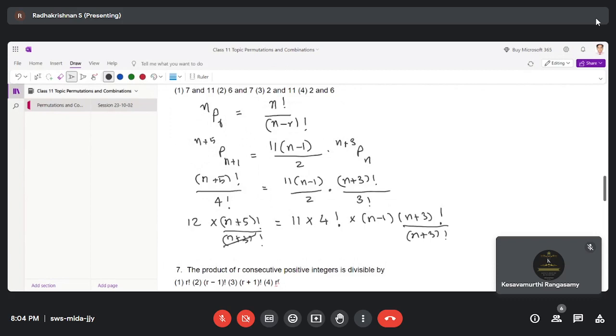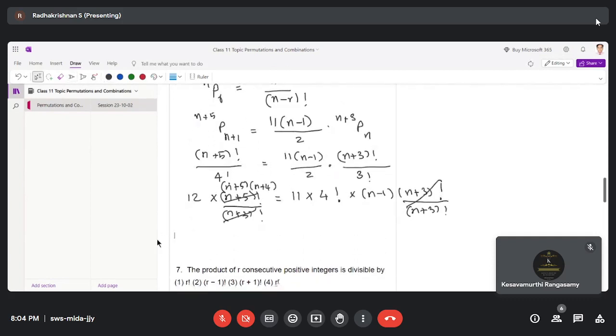So when you do this, only (n+5) and (n+4) will remain. Rest of the terms will get cancelled out. So this way we can divide 2 factorials, (n+5) factorial by (n+3) factorial, because this is all numbers up to n+3, and then n+4 and n+5 come. So now it becomes a simple equation in n. No factorials now, right? 4 factorial is 24, so we can also divide by 12. So all that is left is (n+5) into (n+4) is 22 into (n-1).